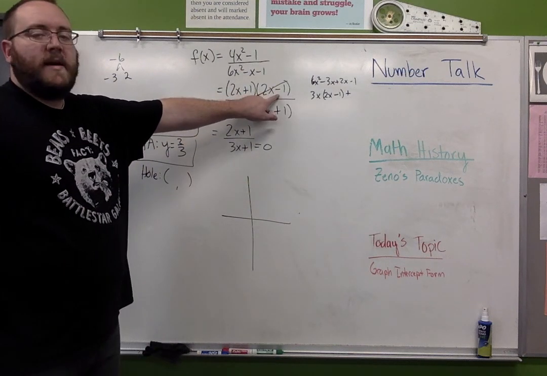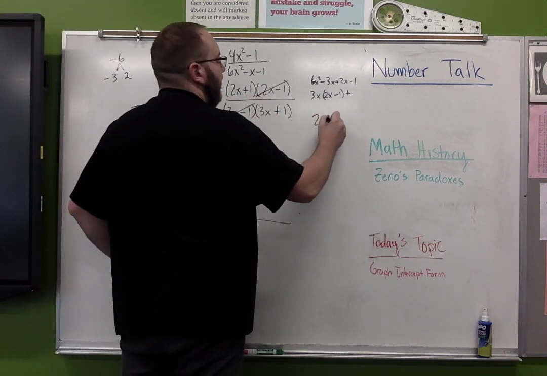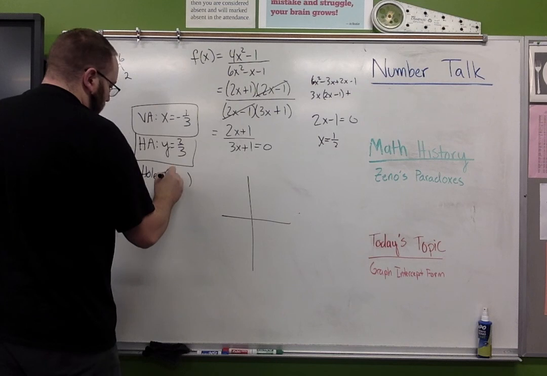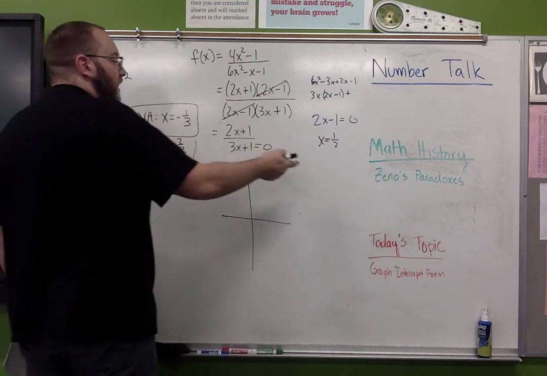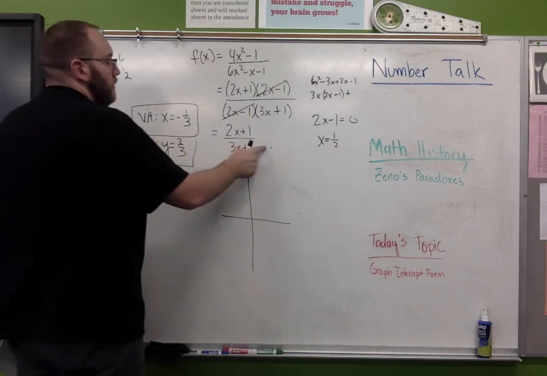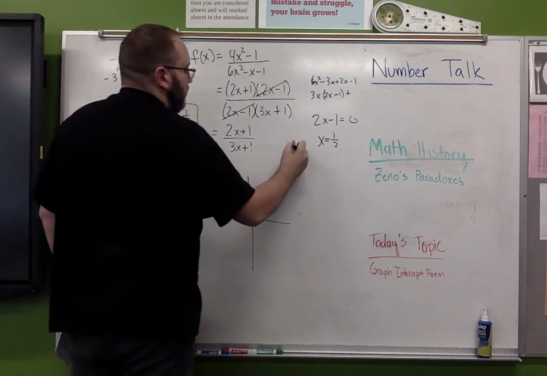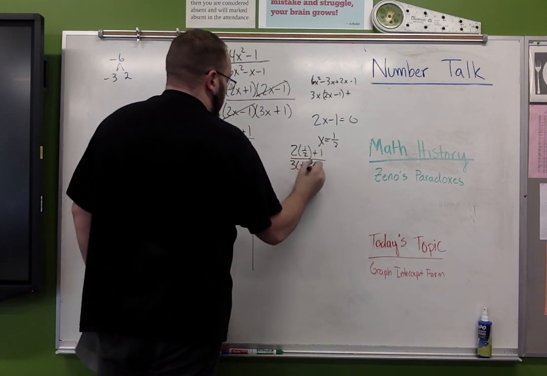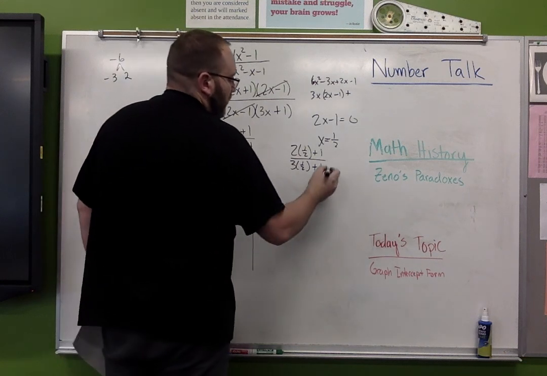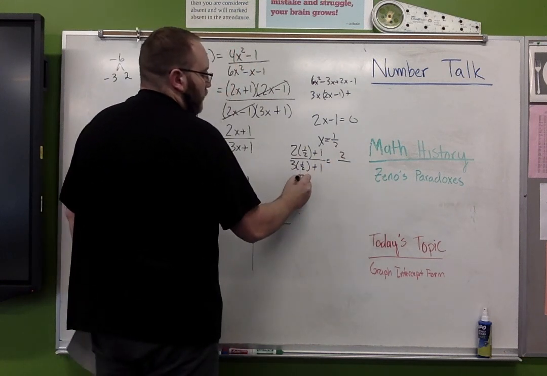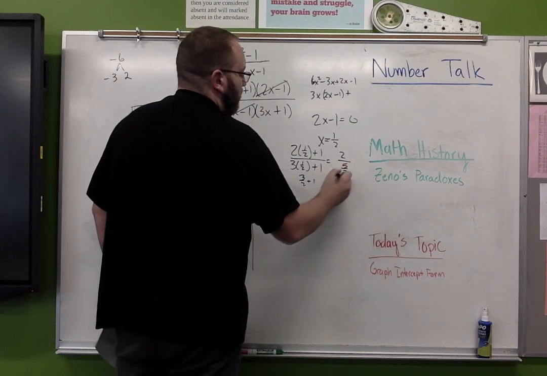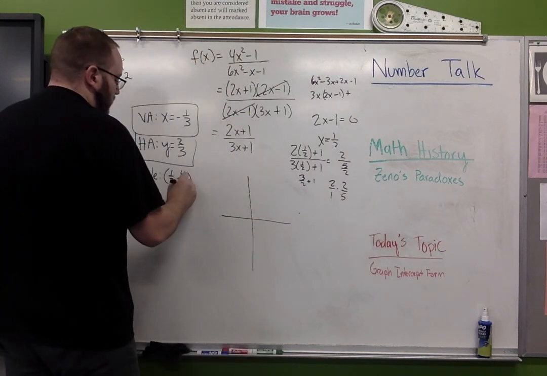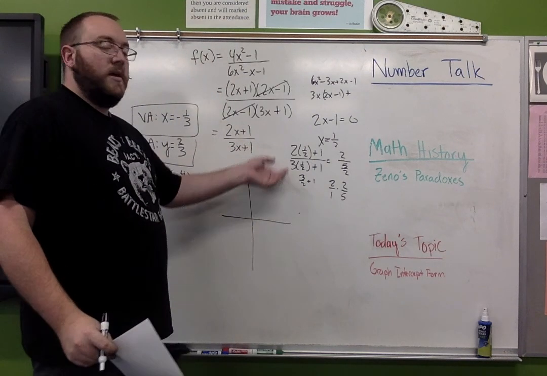The hole. We reduce 2x minus 1. So set that equal to 0 to find the x value of your hole, which is x equals 1/2. Plug 1/2 back in to the simplified form to get the y value. 2 times 1/2 plus 1 over 3 times 1/2 plus 1, which is 2 over, this is 3 halves plus 1, which is 5 halves. So it's 2 over 1 times 2 over 5, so 4/5. If needed, do that on a calculator.